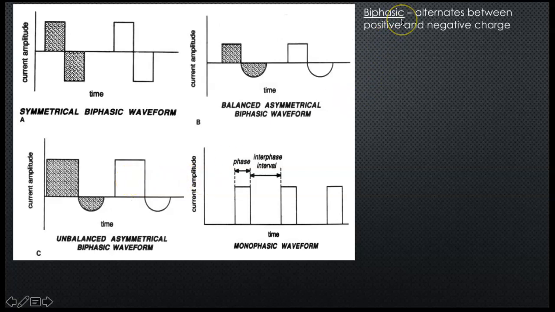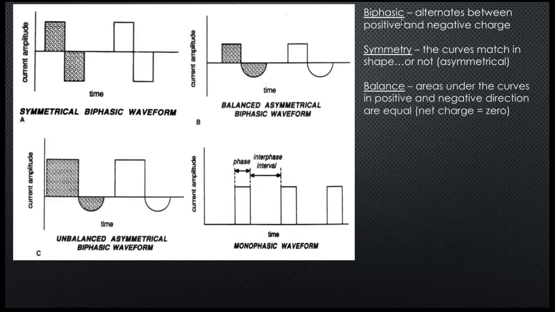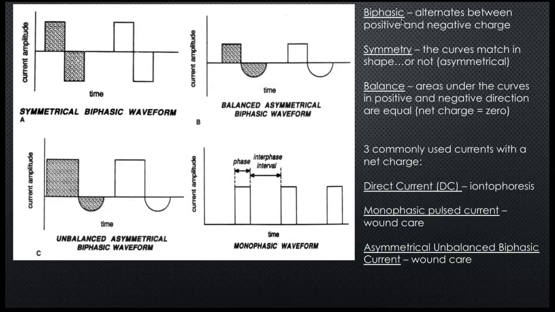So remember, biphasic alternates between positive and negative. Symmetry, the curves match in shape. And if they don't match in shape, they're asymmetrical. And then the balance, the areas under the curve are equal. And that means the net charge is zero, or they're unbalanced and they leave a charge in the body.